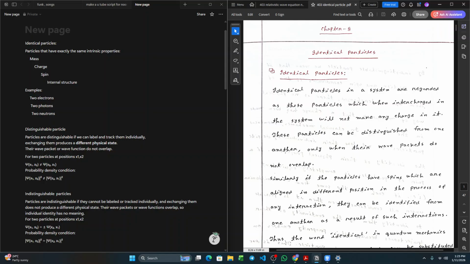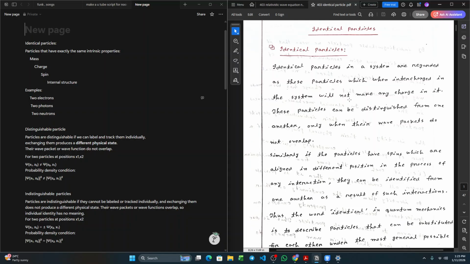Okay guys, today I will discuss the identical particles chapter. Today our chapter is 8, and I have to mention some notes. First of all, my English is not so good, but I'm trying to make sense to you. You should also track my cursor and follow it. I will teach you from my notes on identical particles. This is not my own note, this is a senior's note.